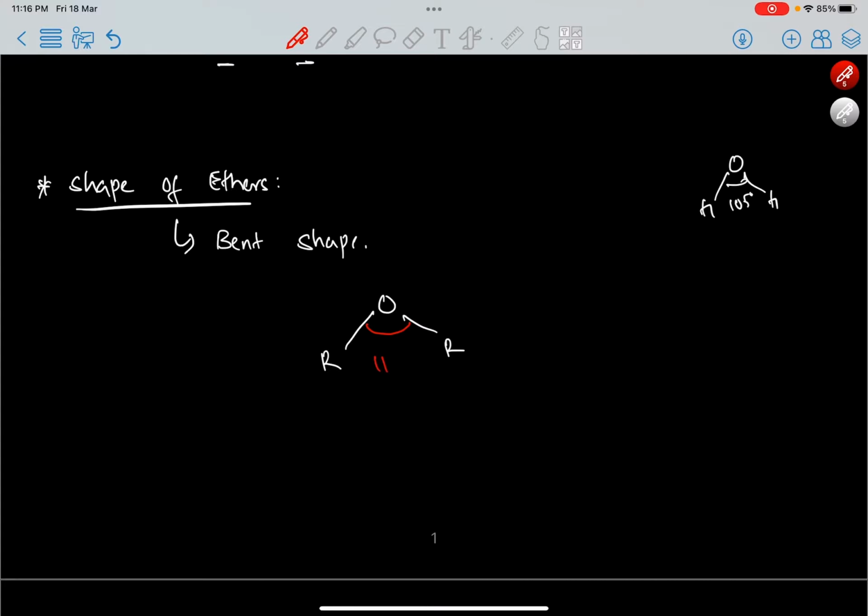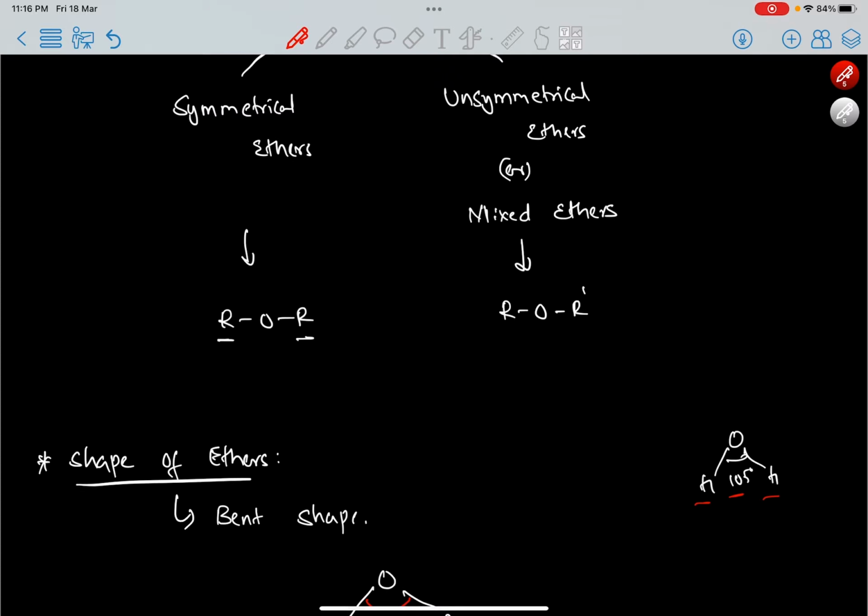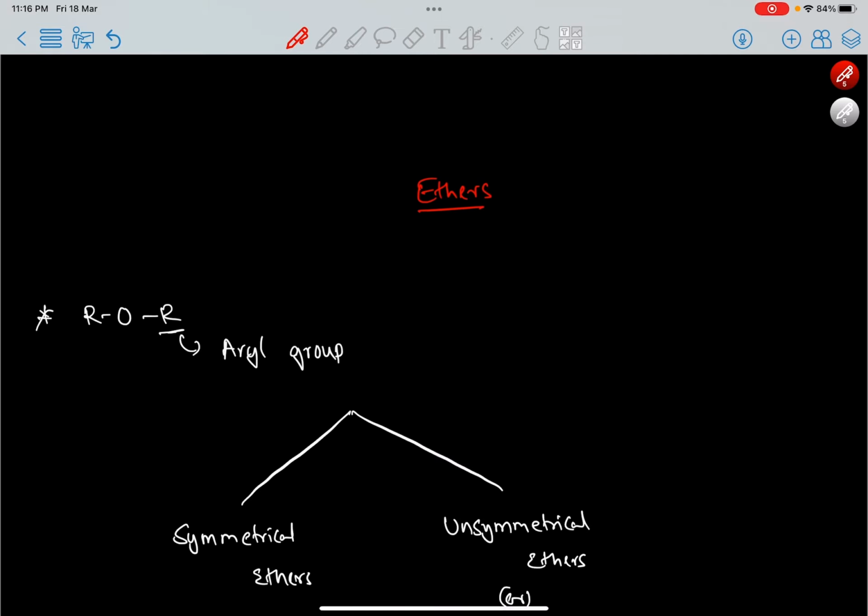So here the bond angle is 110 degrees. Here in water it is only 105 because there we have only hydrogen atoms. But in ethers, these hydrogen atoms are replaced by alkyl groups. Because of the bulkiness of these alkyl groups, there is some steric repulsion, and because of the steric repulsion, they move away so the bond angle increases. So the approximate bond angle is 110 degrees in ethers. Alright, so this is all about the general discussion of ethers.